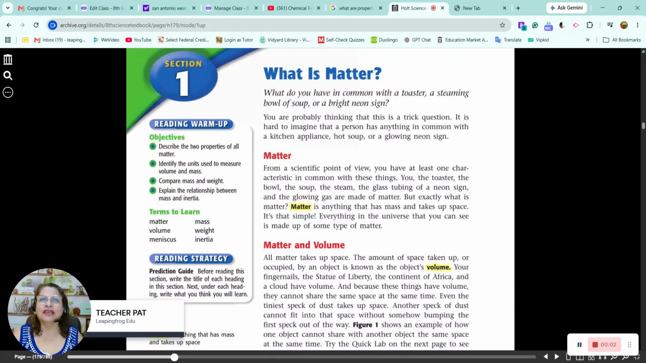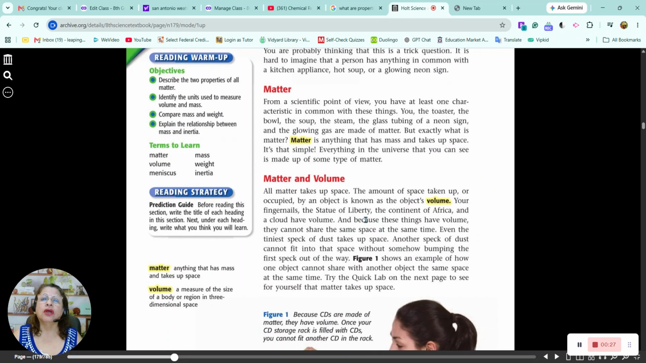Okay, so we're beginning with what is matter. Matter is anything that has mass and takes up space. Okay, there's a little bit of a difference. So I'm going to go ahead and read this aloud to you. All matter takes up space. The amount of space taken up or occupied by an object is known as the object's volume.